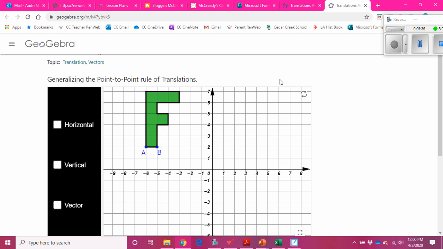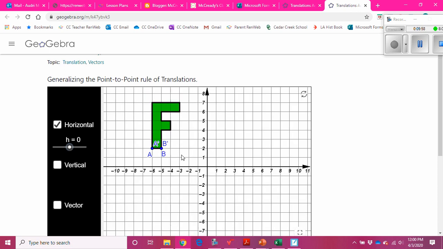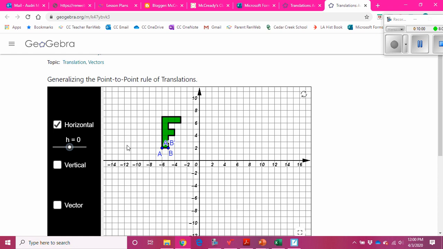So looking at this, you can do a horizontal translation. We'll look at that first. That means we're just going to slide it to the left or to the right. So if we took the original one and we slide it to the right 7 units, this over here will be our image. We go back to the beginning here. We can also slide it to the left.